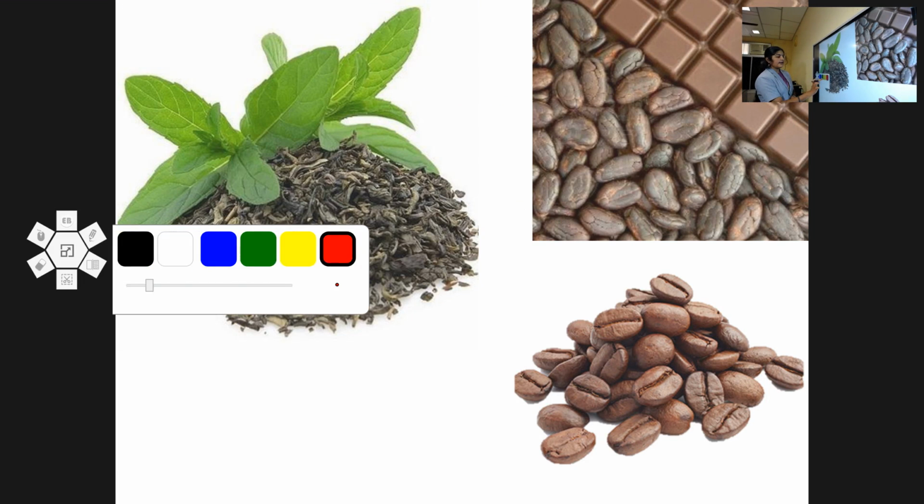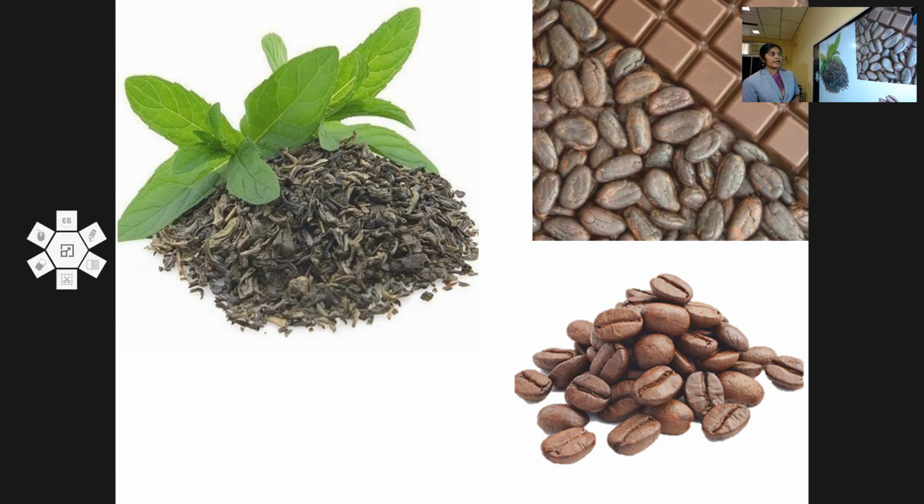See the picture? Look at here. Can you identify the picture? Yes, first picture is tea leaves, isn't it? It is a picture of tea leaves and the dried form is also shown here. Okay, second picture, look at here. What is it? This is cocoa beans. We make chocolates from cocoa beans.